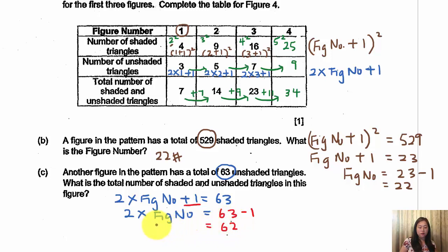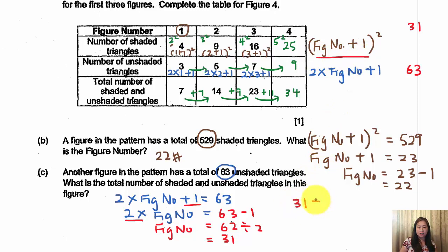So in order to find the figure number now, we have to get rid of this 2 times, and we do it by dividing by 2 on both sides. So this will become 31. So the figure number here, where the unshaded triangle is 63, is actually figure number 31. To find the total number of shaded triangles here, we apply back the same formula.